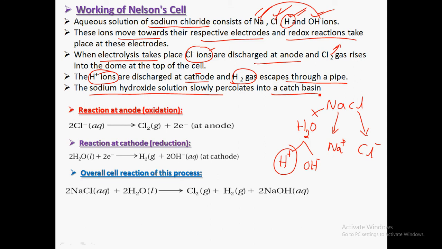And we see the reaction at the anode. This is an oxidation reaction. This is a half cell reaction. 2 chloride ions, aqueous, which means in solution form, give out 2 electrons, and chlorine is separated. Chlorine goes out as a gas. It takes place at the anode.